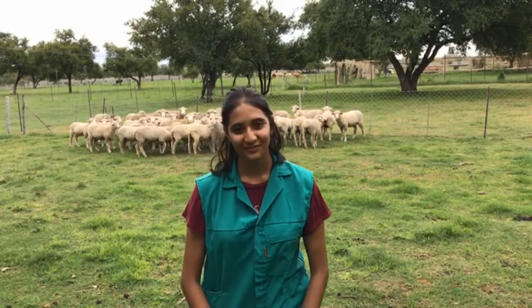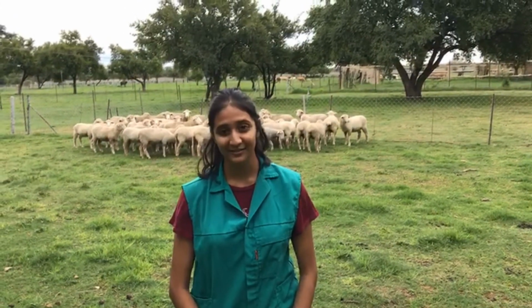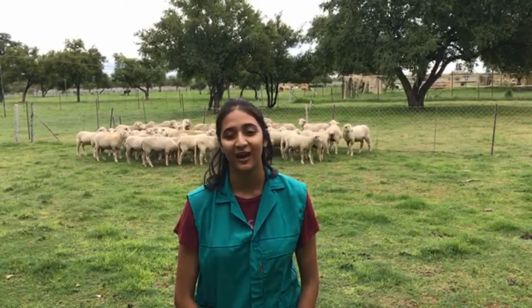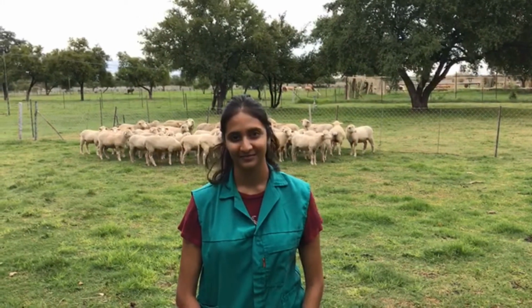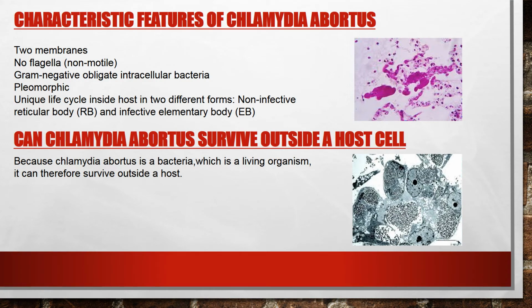Hi, my name is Vaishnavi. I will be discussing the characteristics of Chlamydia abortus and whether or not it can survive outside its host cell. Characteristic features of Chlamydia abortus: this bacteria has two membranes and no flagella, which means it is non-motile. It is a gram-negative obligate intracellular bacteria. It is pleomorphic and has a unique life cycle inside its host in two different forms, the non-infective reticular body and the infective elementary body.